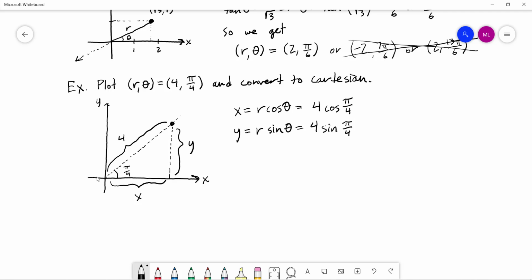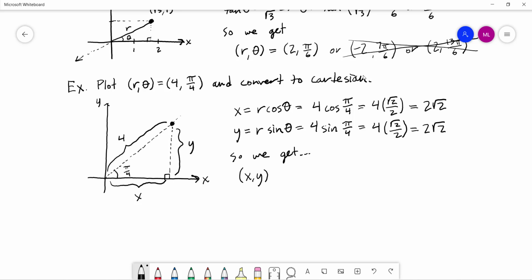This number here, the cosine and sine of a 45-degree angle, that's a right angle there, that was a right angle up there. This is going to be root 2 over 2. So I'm going to get 4 times root 2 over 2, and it's the same for sine, 4 times root 2 over 2. And we can do a little bit of cancellation to get 2 root 2 and 2 root 2. So the coordinate we get is that xy is equal to 2 root 2 comma 2 root 2.